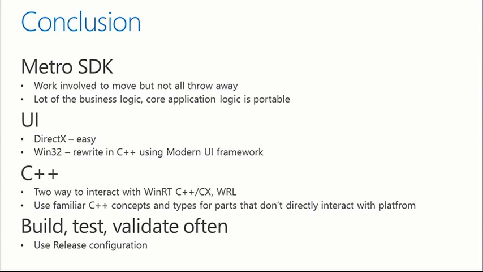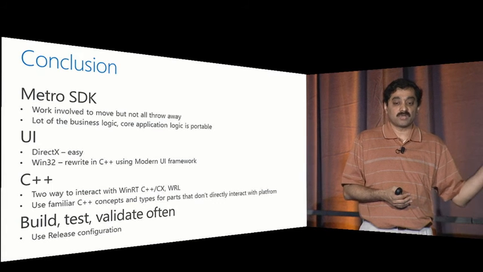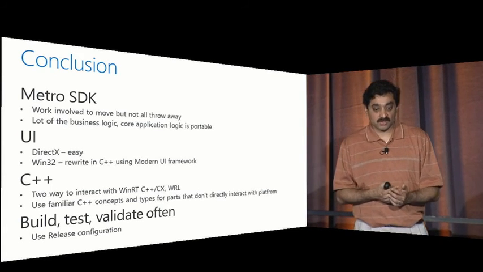A lot of business logic and core application logic, where you have your own proprietary algorithms, your core application logic should be portable, as they don't normally talk to the OS on a regular basis because it's their own algorithms and things like that. It should be portable. UI, again, DirectX, easy to port. Win32, you have to rewrite using one of the options.